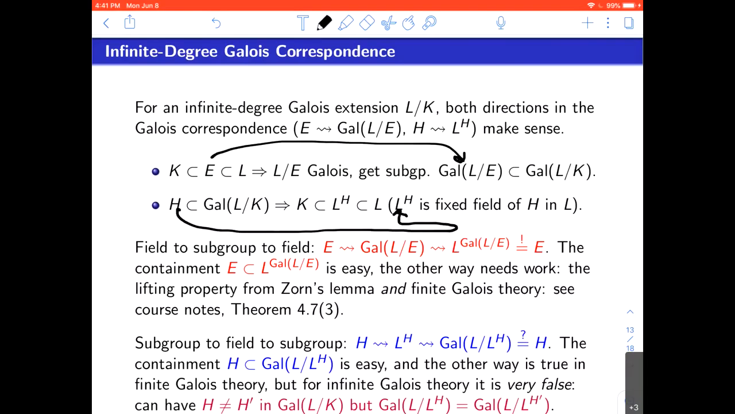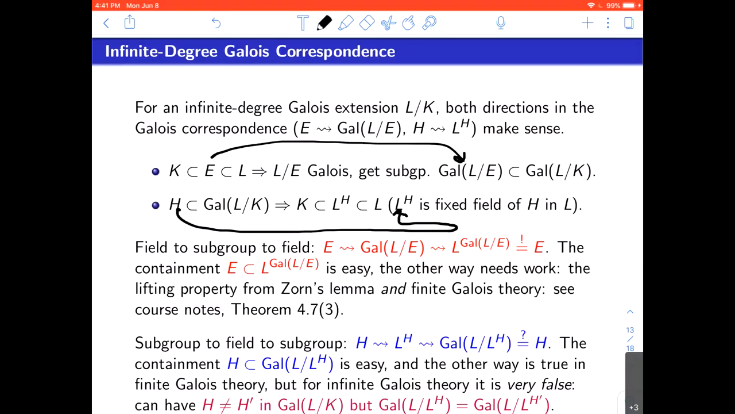And so you can iterate the process. Start with the field E, get a subgroup, automorphisms that fix E, that's what I have in red there, and then go back to a subfield, the elements that are fixed by the automorphisms that fix E. Certainly includes E, and in fact, it turns out it includes nothing more. Although the proof of that involves this Zorn's lemma stuff I was telling you about. But one aspect of the Galois correspondence works just the same, even if it's not a finite extension. Going from a field to a subgroup, back to a field, you get back to where you started. And the proof of it uses finite Galois theory.